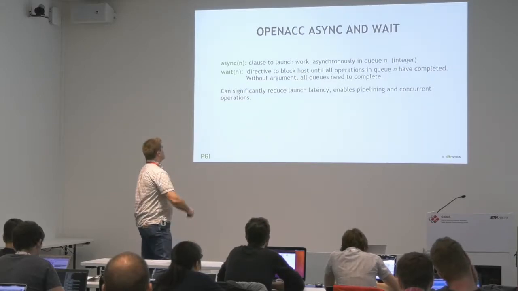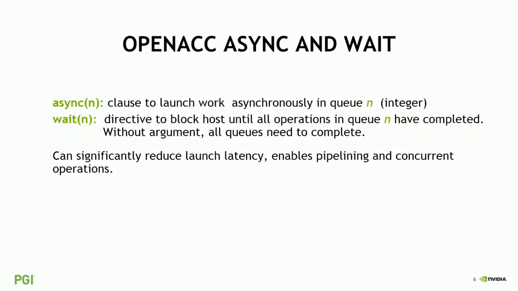Let's see how these work. The async clause takes an argument, which is an integer. The same goes for wait. And this integer number is an argument that denotes the specific queue that you're putting something into, or that you're waiting for. And I'll show you the syntax in a moment here. Async is a clause that you add to the directives you already know, to basically tell the compiler that this given operation should go into a given queue.